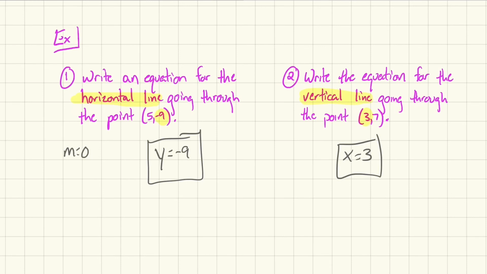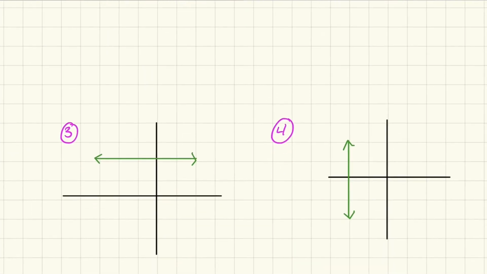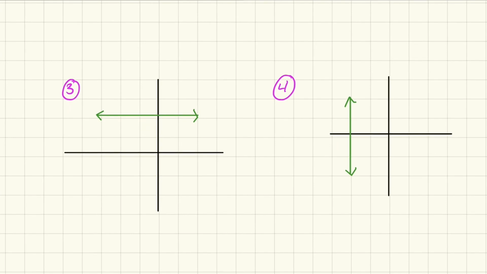Okay? Another type of problem that you could see here is given pre-graphed lines, write the equations from them. These are not that bad either. All we have to do is, as we've done before, label our axes. We're going to label all of our values here: 1, 2, 3, 1, 2, 3, -1, -2, 1, 2, 1, 2, -1, -2. So on 3 and 4, we're just going to go ahead and label everything.